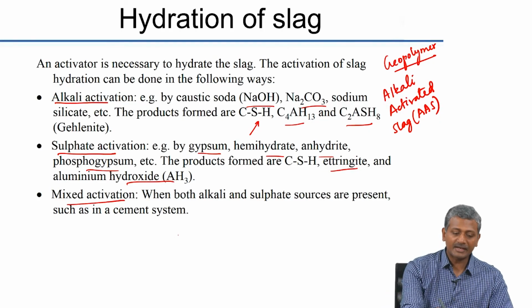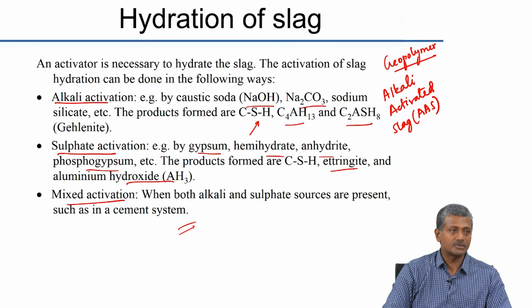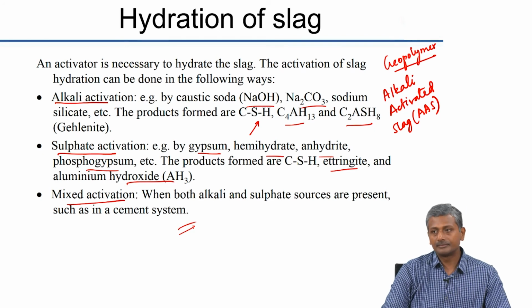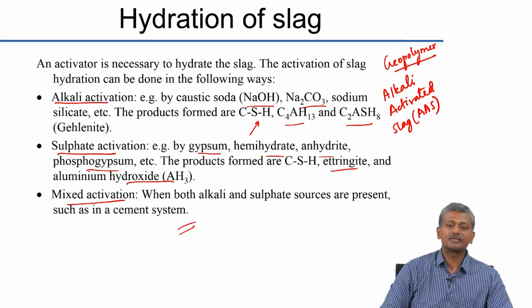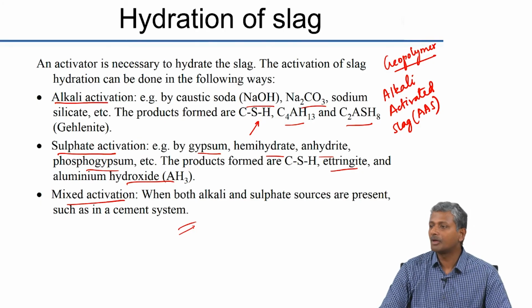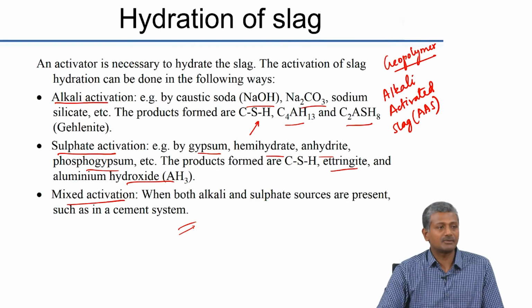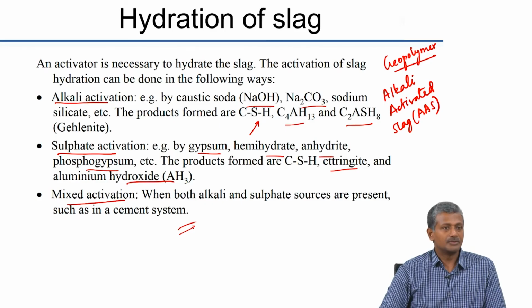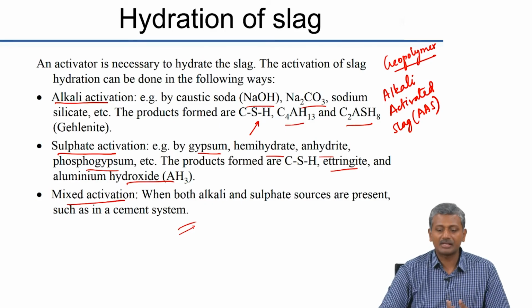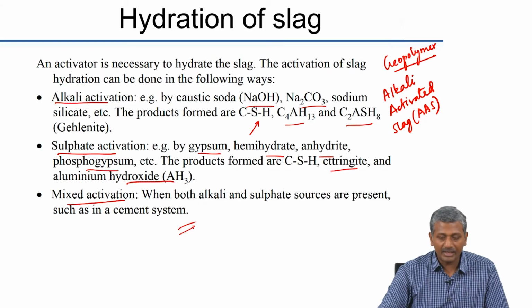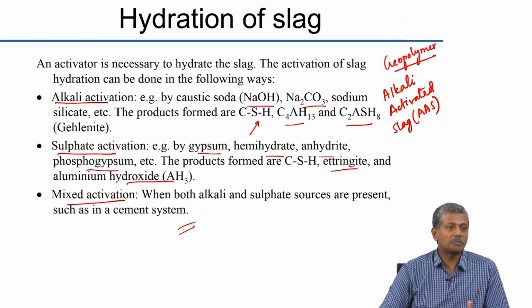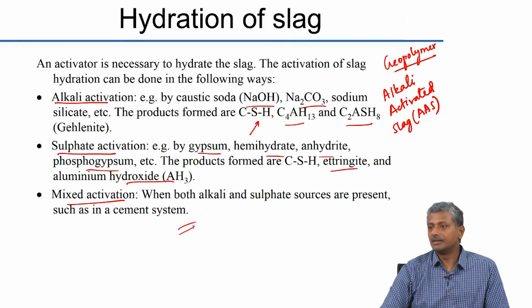So, what will happen in the mixed activation when both alkali and sulfate sources are present? Obviously, it will form all of these compounds. You may end up forming all of these compounds depending upon the reactivity of the slag. Okay. So, all the compounds CSH, calcium aluminate hydrate, aluminosilicate hydrate, calcium sulfoaluminate, aluminum hydroxide, you have the potential to actually form all these depending upon the reactivity of the slag present in your system.